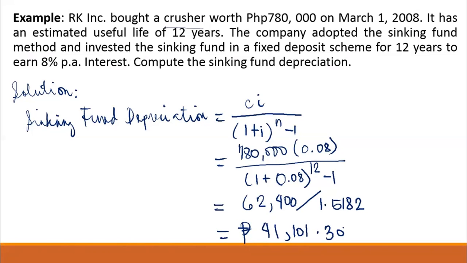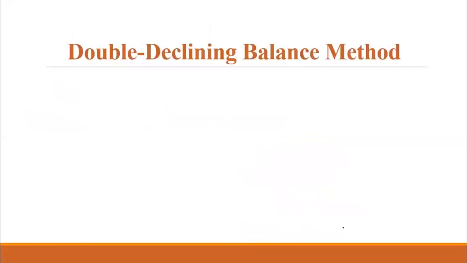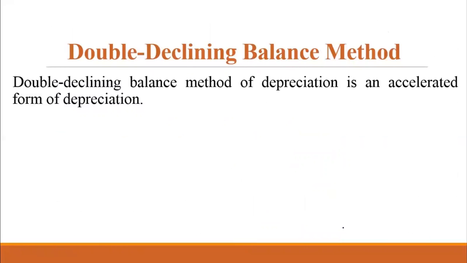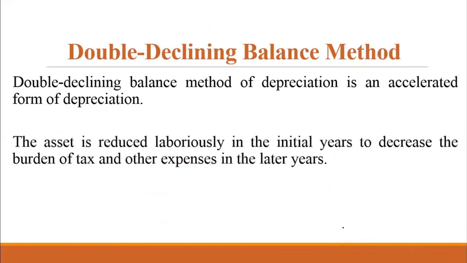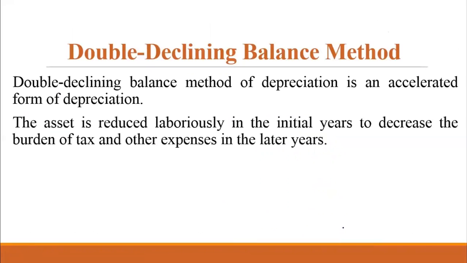And we have the double declining balance method. Okay? So, ano naman yung method na to? Method ng depreciation na ito. So, this is an accelerated form of depreciation wherein the asset is reduced laboriously in the initial years to decrease the burden of tax. Okay? Ayan. And other expenses in the later years.